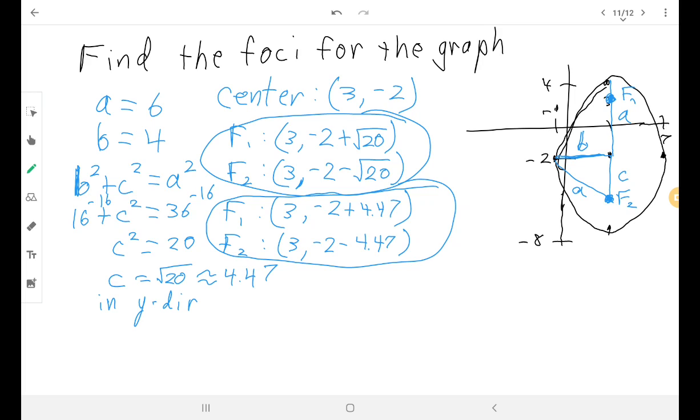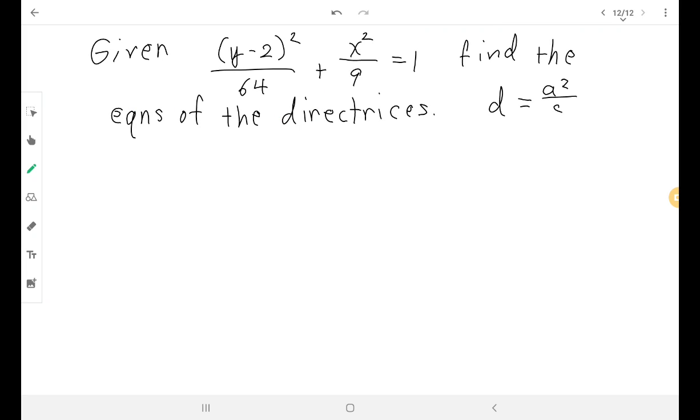We got one problem left. All right, let's move on to the final question. Given this equation of an ellipse, find the equations of the directrices. And I'm reminding you of the d distance right there. Edgenuity is not going to do that. You're going to have that written down somewhere.